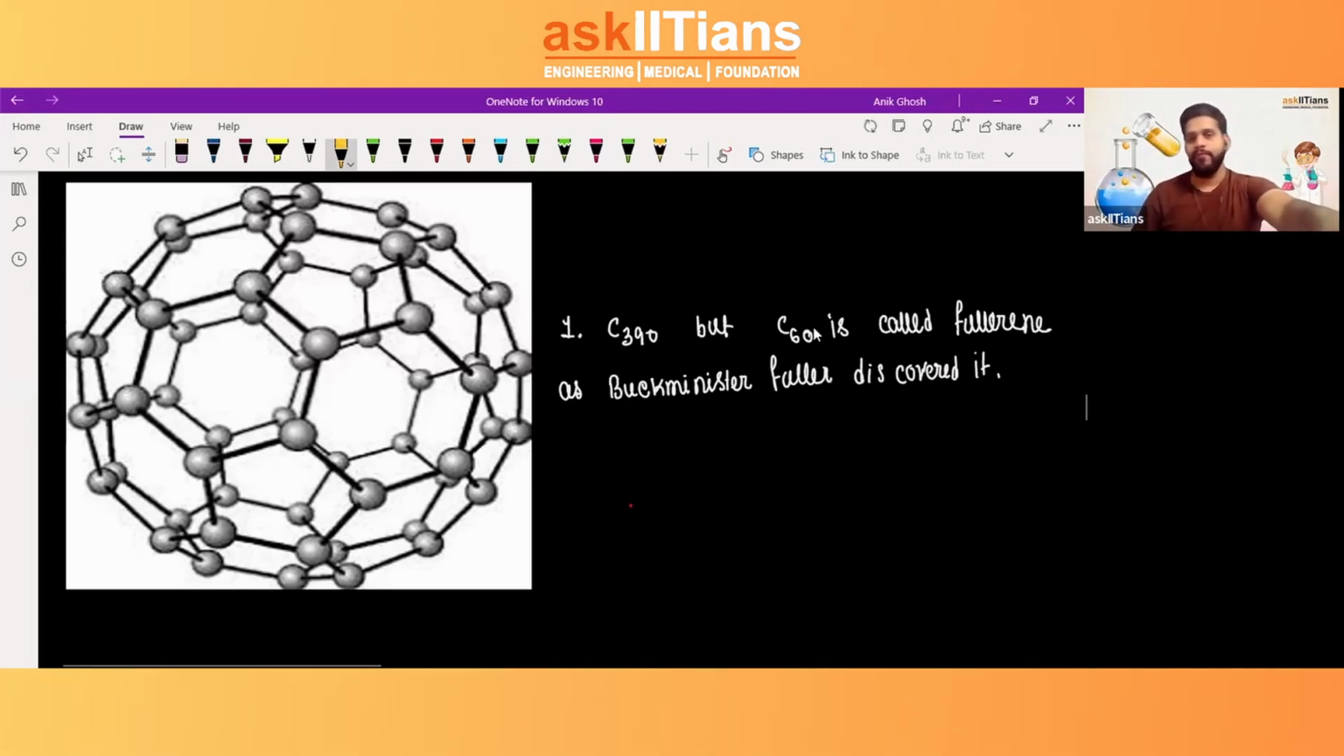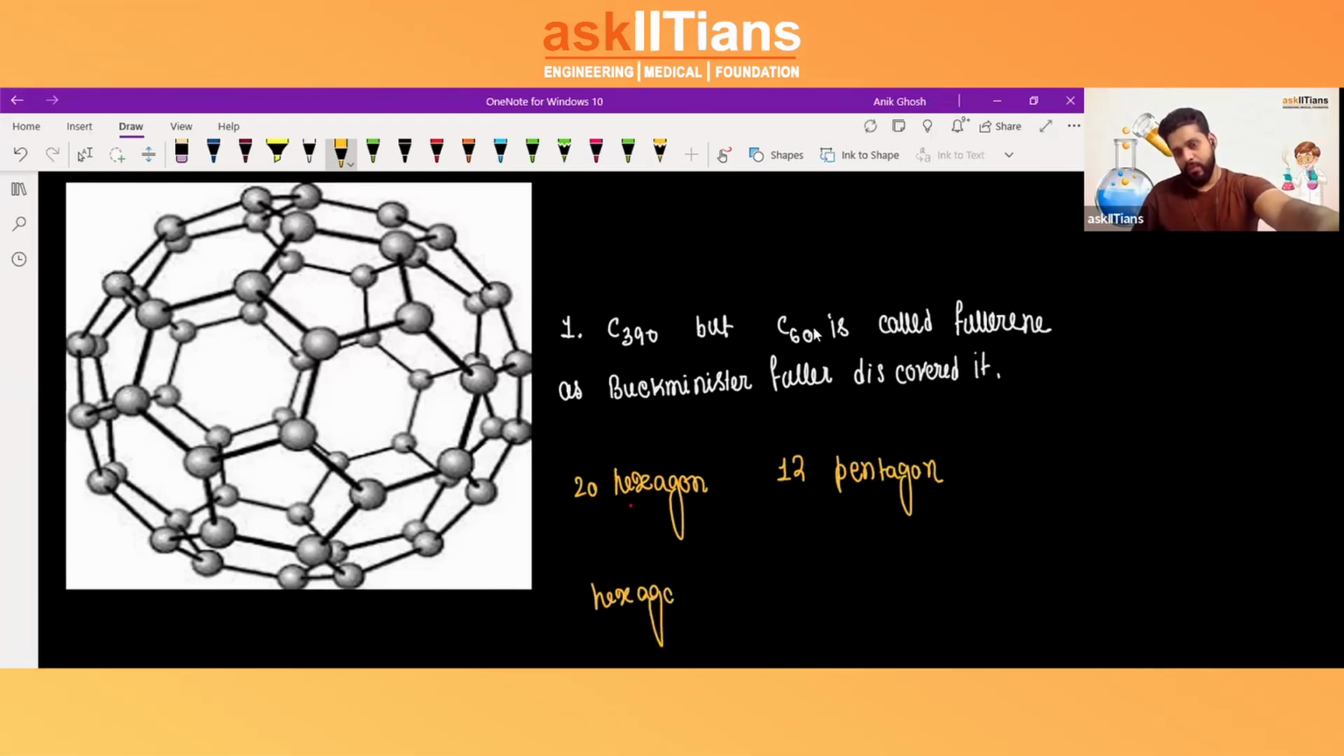Now, guys, here we have 20 hexagons and 12 pentagons. And there's a sweet thing about them. It's like if there is a hexagon, it would be binding with both pentagon and hexagon.